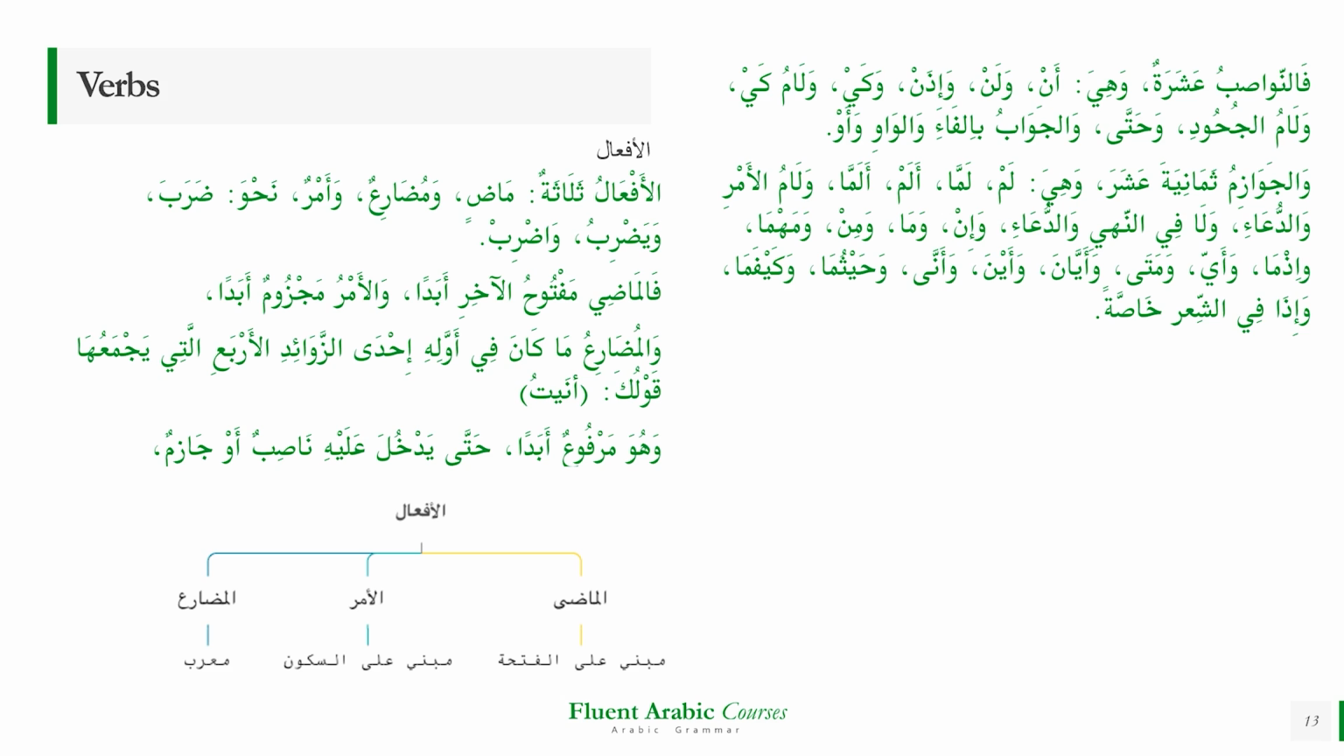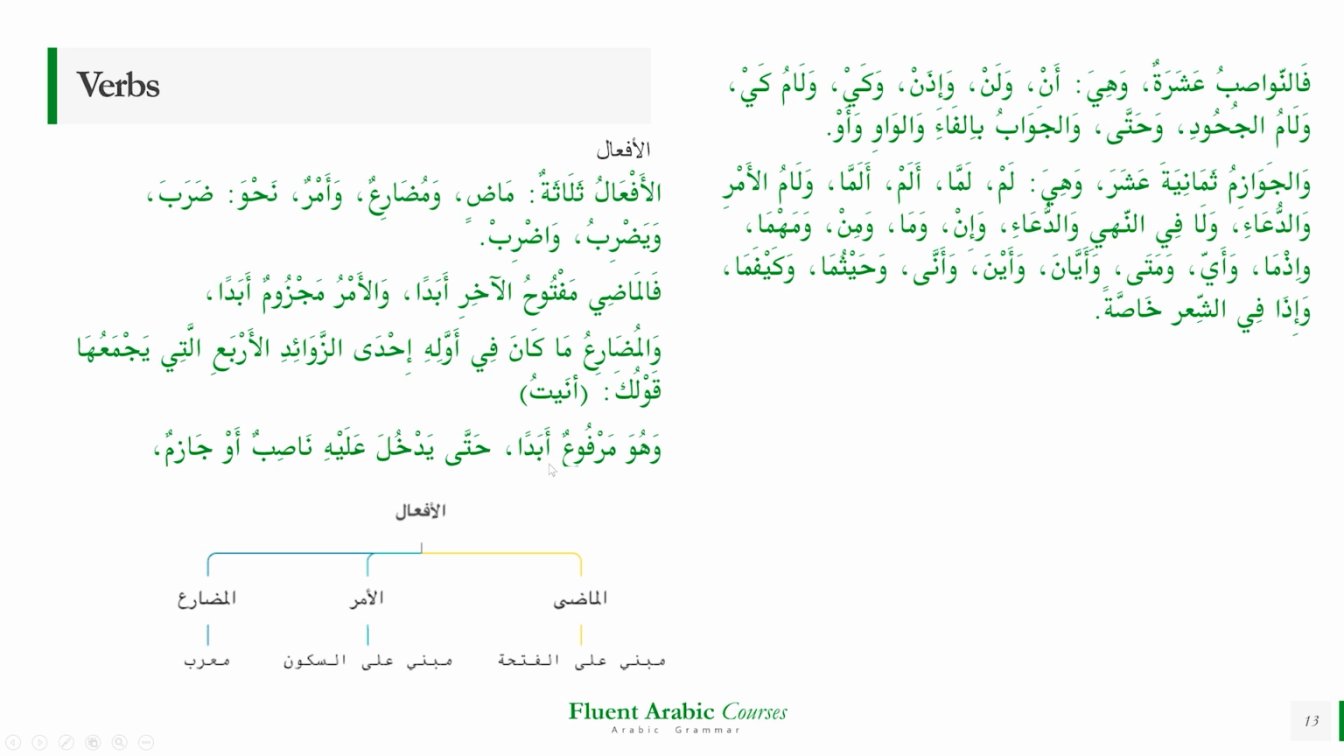وَالْمُضَارِعُ مَا كَانَ في أوله إحدى الزوائد الأربع التي يجمعها قولك أنيت. As for the present tense, it is what starts with one of these letters. And here Ibn Ajrum is simply talking about the cases of the verb or the forms of the verb, like adhabu, nadhabu, yadhabu, tadhabu, and so on.